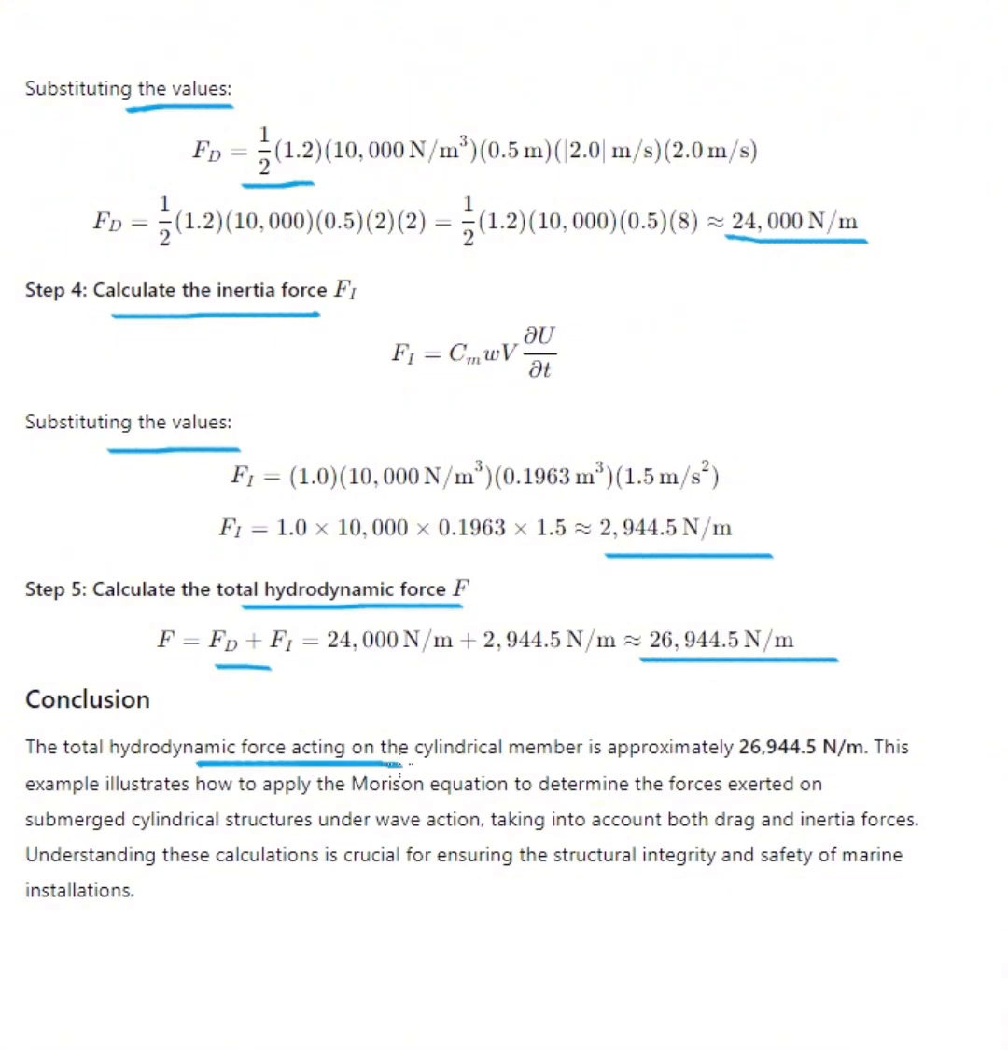So the total hydrodynamic force acting on the cylindrical member is approximately 26,944. This example shows how to apply the Morison equation to determine the forces exerted on submerged cylindrical structures under wave action, taking into account both drag and inertia forces. Understanding these calculations is crucial for ensuring structural integrity and safety for marine installations.